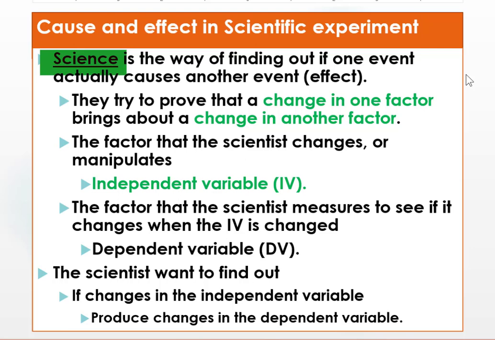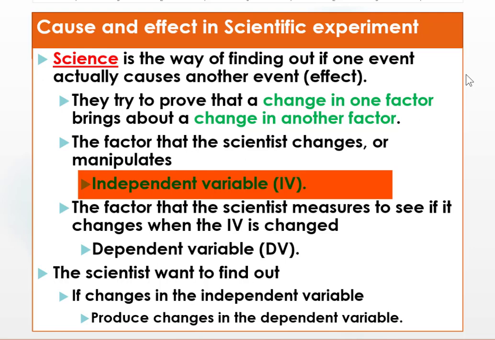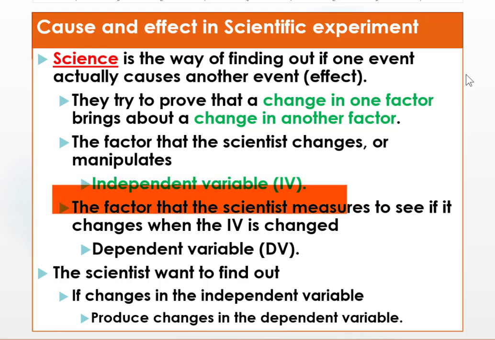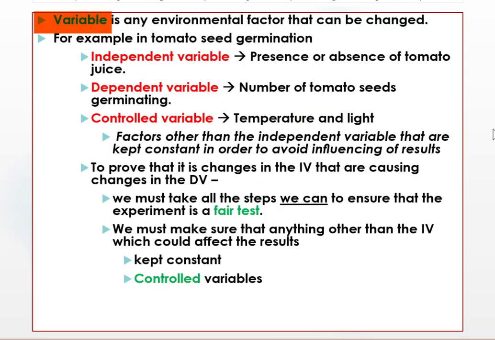The factor that scientists change or manipulate is the independent variable. The factor that scientists measure to see if it changes when the independent variable is changed is called the dependent variable, or effect. The independent variable is the cause. Scientists always want to find out if changes in the independent variable, or cause, bring about a change in the dependent variable, or effect.